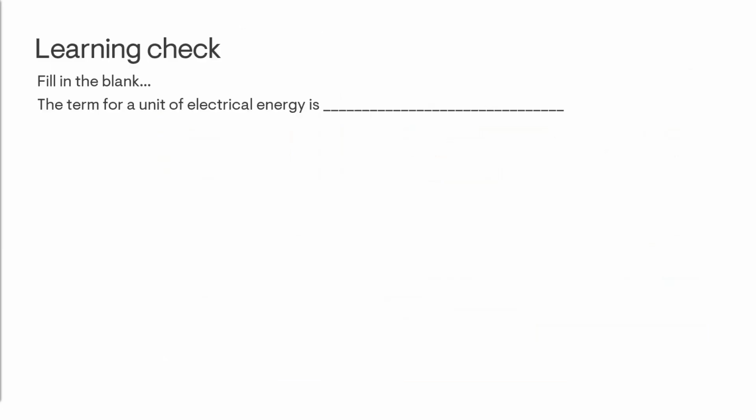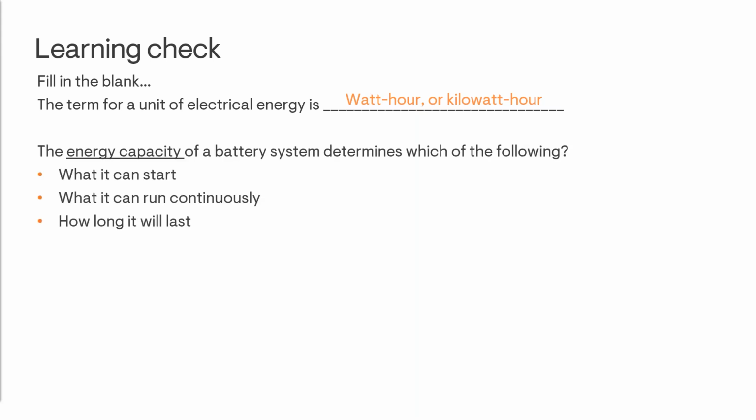Let's do another quick learning check here. What is the term that we use for electrical energy? Or unit, I guess would be the right term to use. That's going to be the watt hour or kilowatt hour. The energy capacity of a battery determines which of the following: what it can start, what it can run continuously, or how long it will last. So energy is related to how long the battery is going to last.